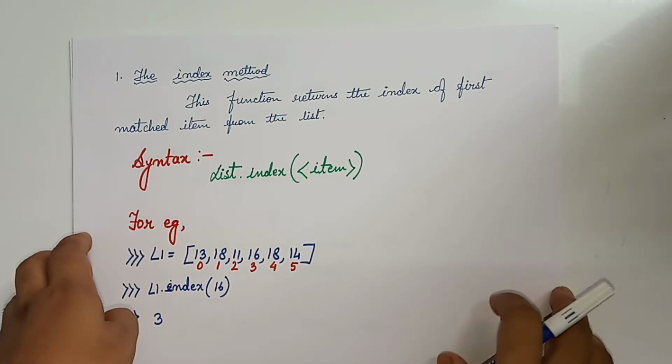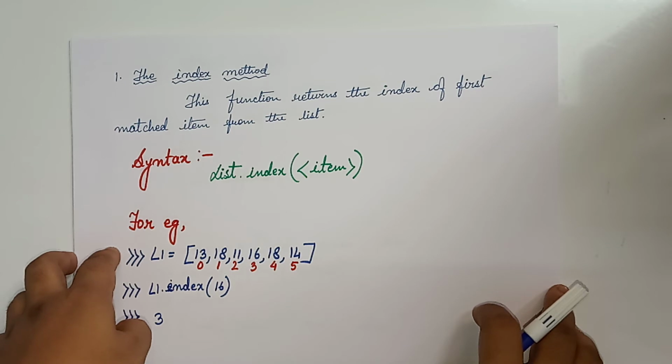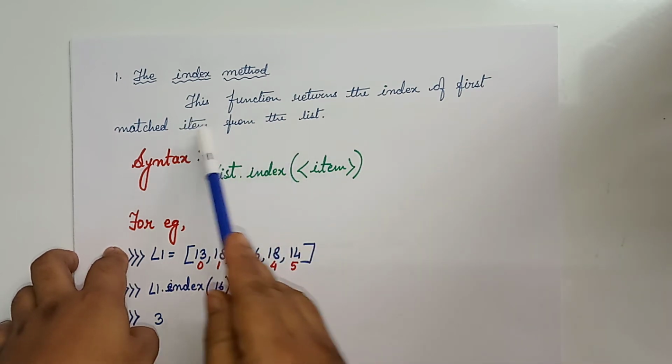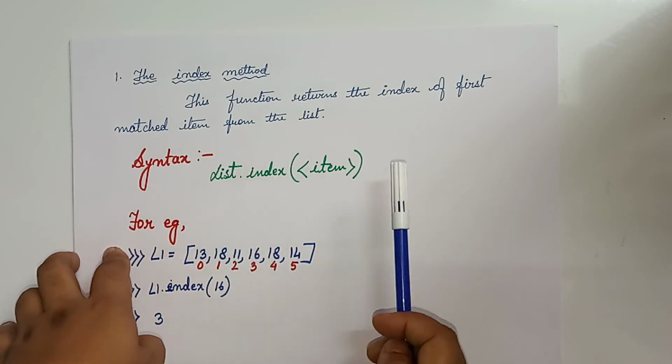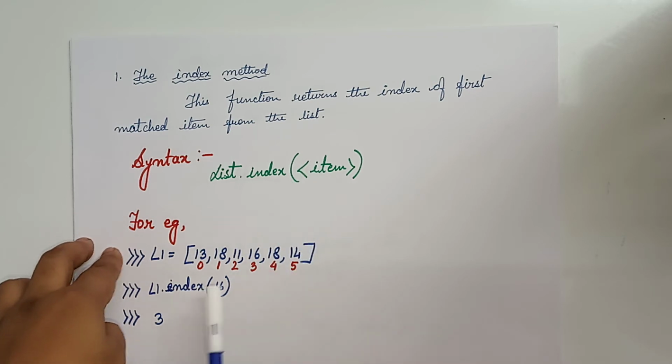Index. This function is used to find out the index of a particular element in case you don't know what the index will be. This function returns the index of the first matched item from the list. This is the syntax: list.index, and here we mention the item of which we want to fetch the index. Let's take an example.